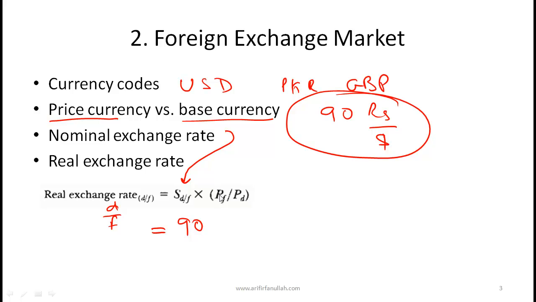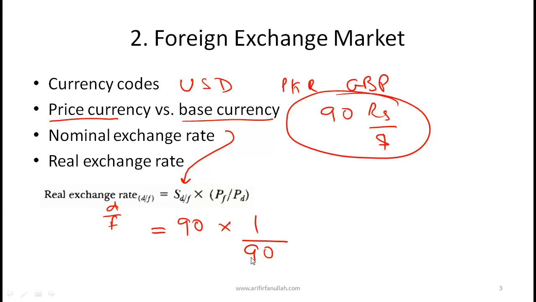Then P F refers to price levels in the foreign market, the foreign market being the US market. Very simplistically, you can think of this as the prices and the salaries. So a combination of prices and incomes in the foreign market, which is the US. Let's say that your price index in the US is 1. So just take that as a given right now.